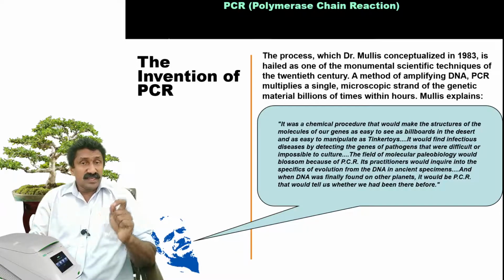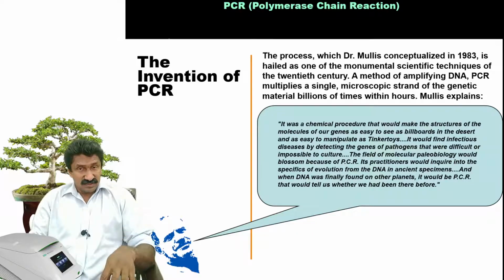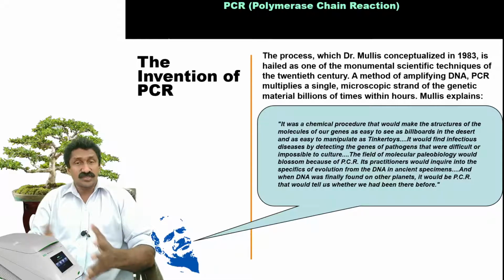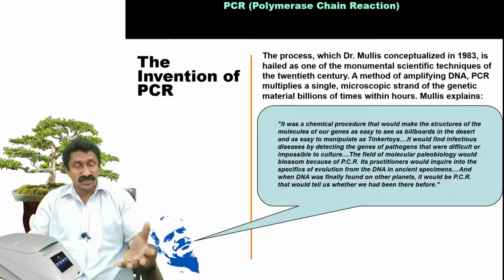He also states the purpose and usefulness of this technique. He says that it would find infectious diseases by detecting the genes of pathogens that were difficult or impossible to culture. So if a pathogen is difficult or impossible to culture, normally it is not possible to specifically identify it.